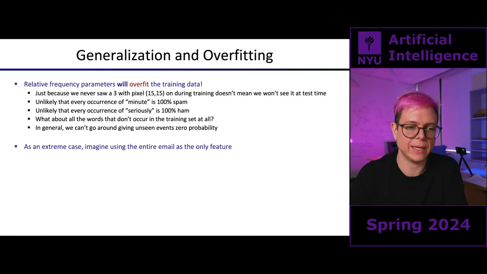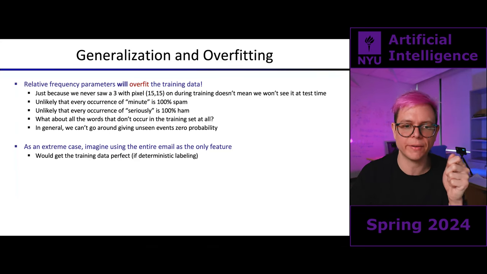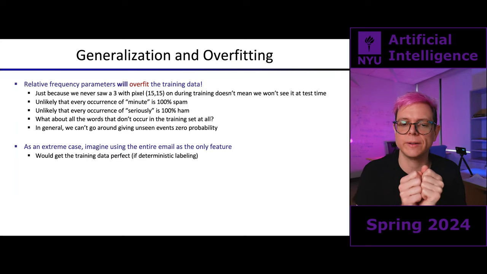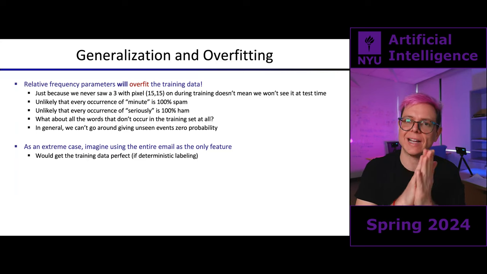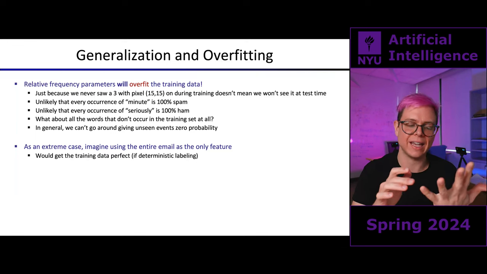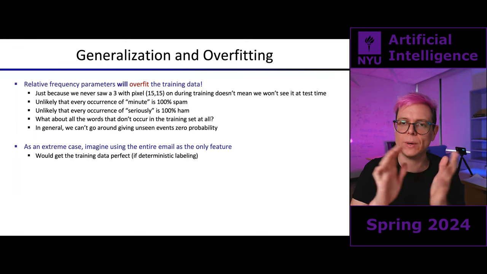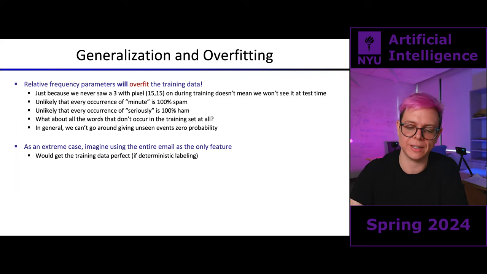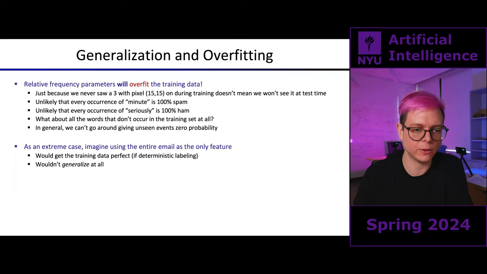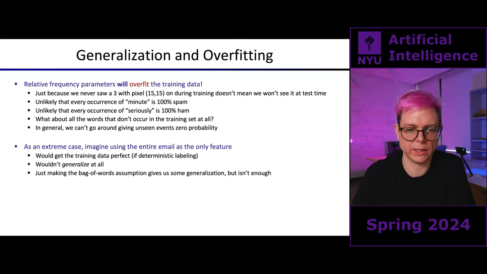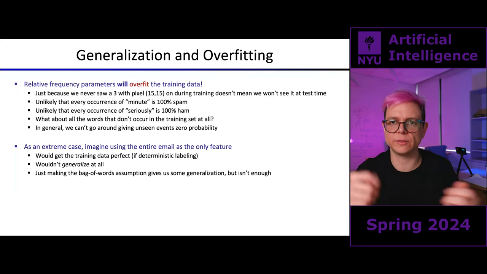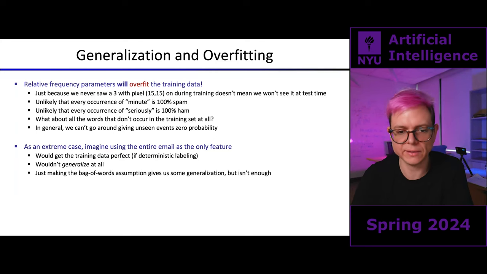As an extreme case, imagine using the entire email as one feature. In this case, you would fit the training data perfectly, if the labeling is deterministic. If I know exactly that one of those emails is 100% spam, I will still not be able to generalize, because we will never observe the same email in the future. It wouldn't be generalizing at all. Making the bag of words assumption, where we shuffle all the words and just count how many times each word appears, gives a sort of generalization, but it is still not good enough.